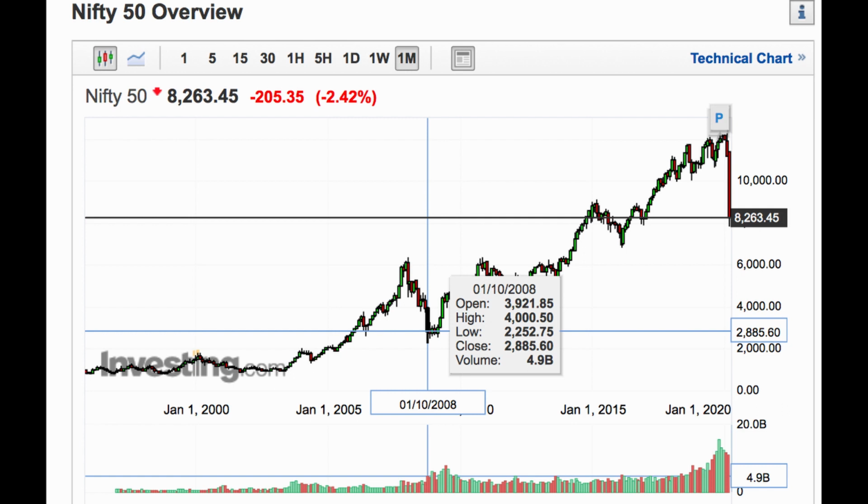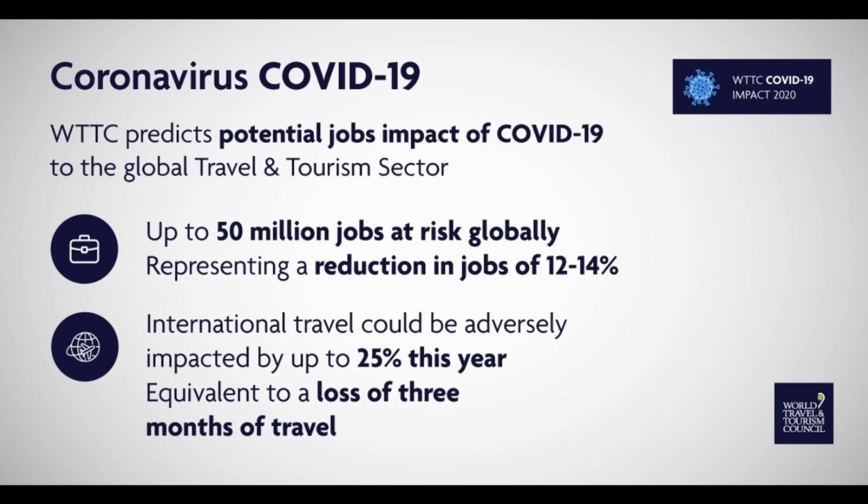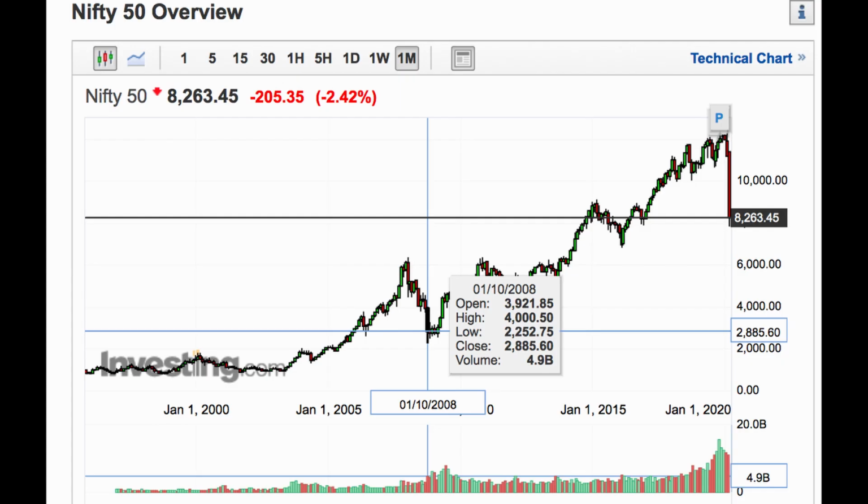Now, in a different podcast, we'll discuss how coronavirus would impact the industries and the economies. We'll have that conversation as well. But first, let's discuss the market crash. So we're looking at Nifty, and it has crashed. We don't know at what point this crash might stop. As of now, it's trading at 8,200 levels, today, the 19th of March.